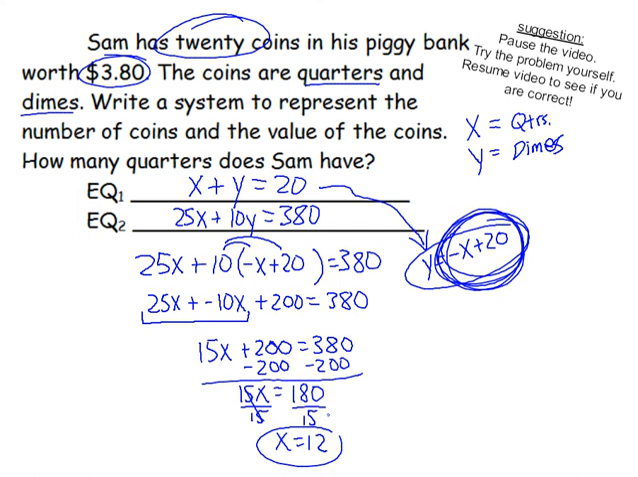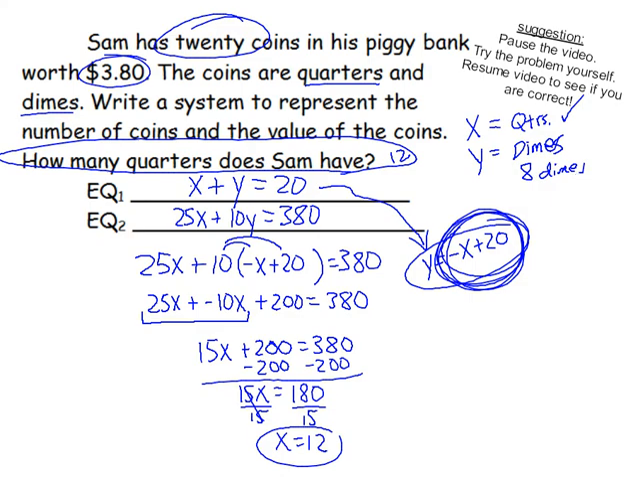All right, so x was the number of quarters, so I've got 12 of them. The question was, how many quarters does Sam have? And he's got 12. If I needed to find out how many dimes, I would plug 12 into either one of these equations. This is certainly the easier one. 12 plus what equals 20, and it turns out he has 8 dimes. So 80 cents, 300, yeah, that all works out.